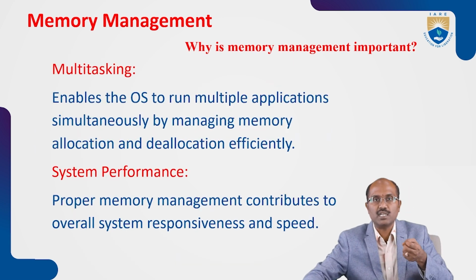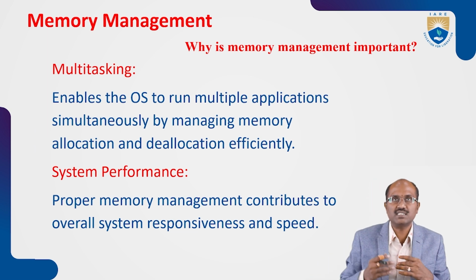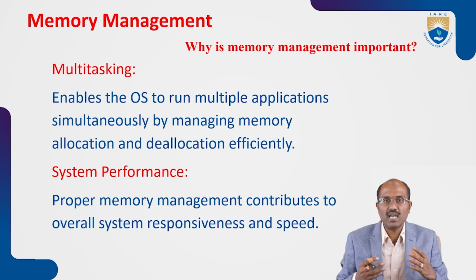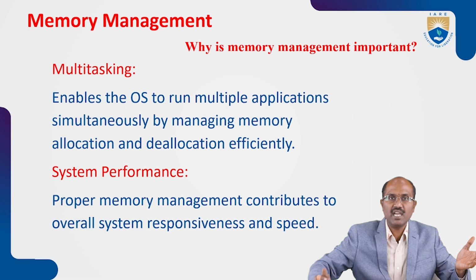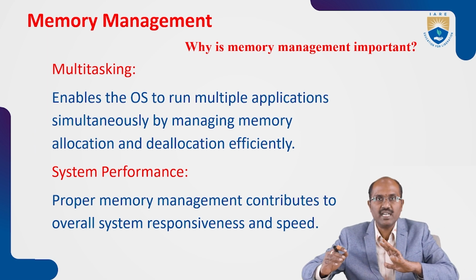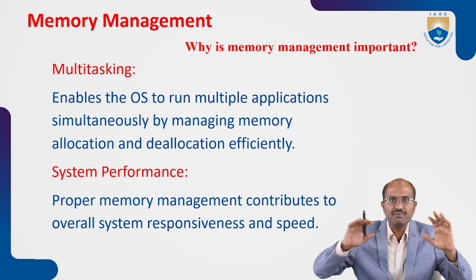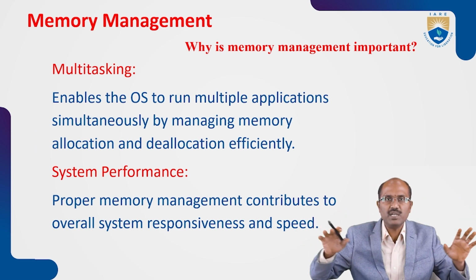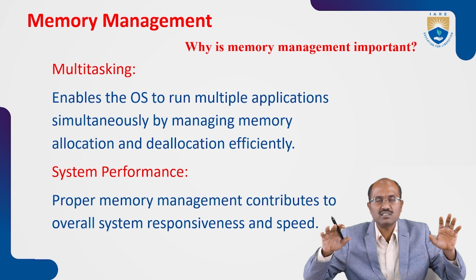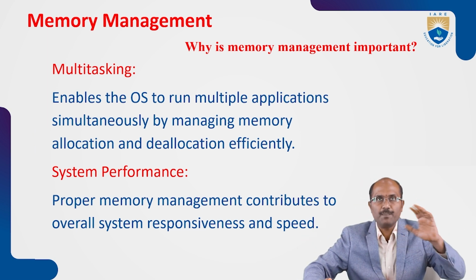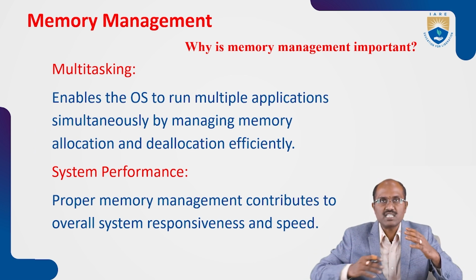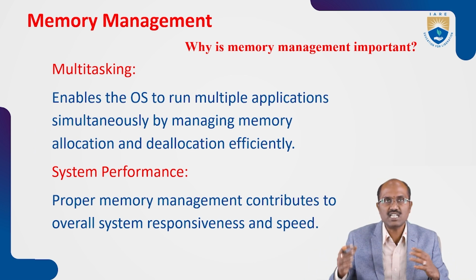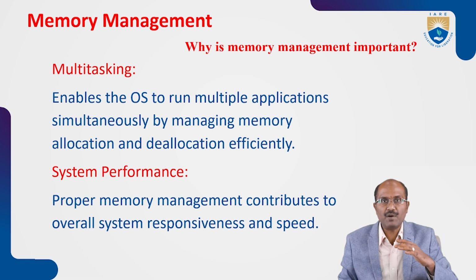Then multitasking enables the operating system to run multiple applications simultaneously by managing memory allocation and deallocation. Once a process is allocated to memory, that is allocation; when the process is removed from memory, that is deallocation. It is not only one process, it performs various processes. This depends upon the multitasking scenario and the system performance. Proper memory management contributes to overall system responsiveness and speed.